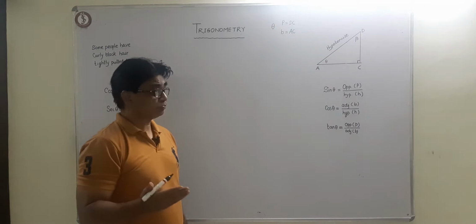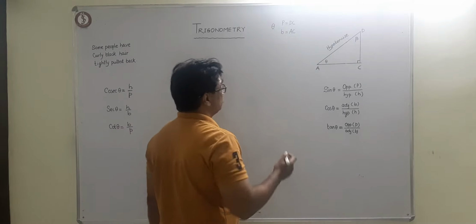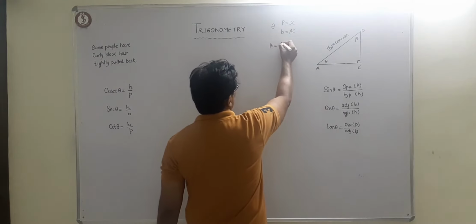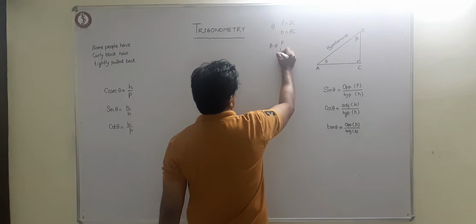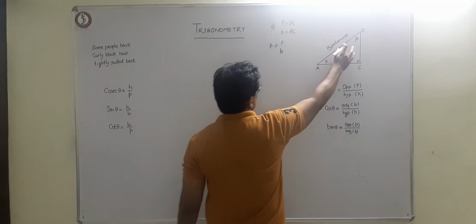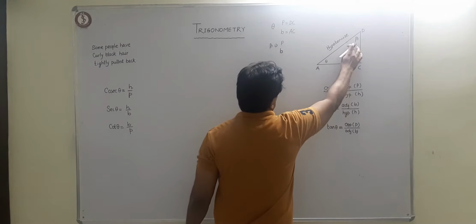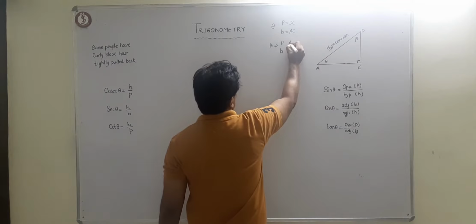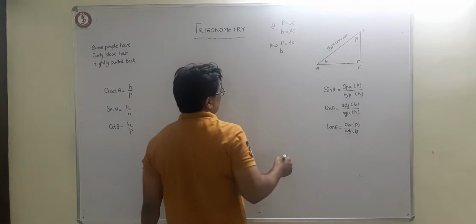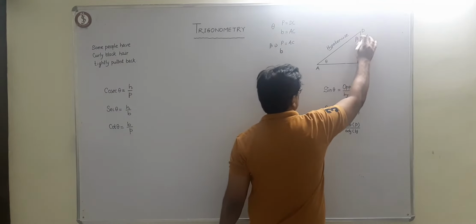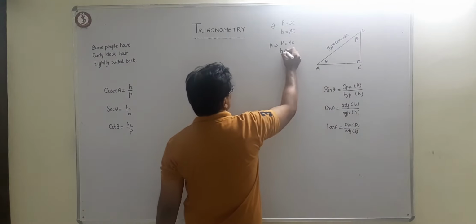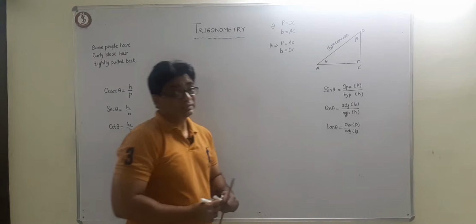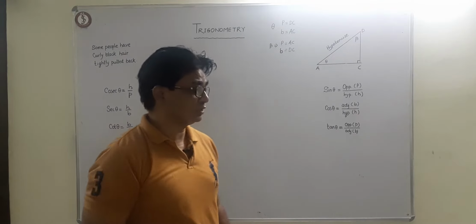But trust me, if I say beta, then the perpendicular and the base will change. For beta, the side opposite to the concerned angle, AC, is the perpendicular. And for beta, the adjacent side is DC, so DC is the base. So base and perpendicular interchange with the change in the acute angle we take.